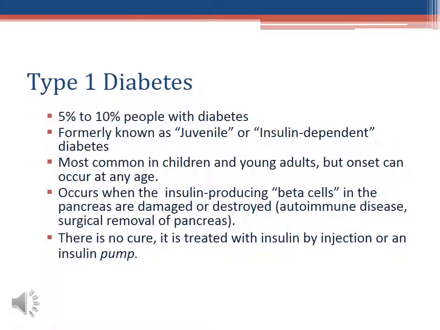Type 1 diabetes is the least common form of diabetes. It was formerly known as juvenile diabetes because it usually develops in children and young adults. However, onset can occur at any age. People with type 1 do not make insulin because the insulin-producing beta cells in the pancreas have been damaged or destroyed. It usually occurs when an autoimmune reaction attacks and destroys the beta cells, but there can be other causes like surgical removal of the pancreas. There is no cure for type 1. However, it can be treated by supplying the body with insulin by injections or an insulin pump.